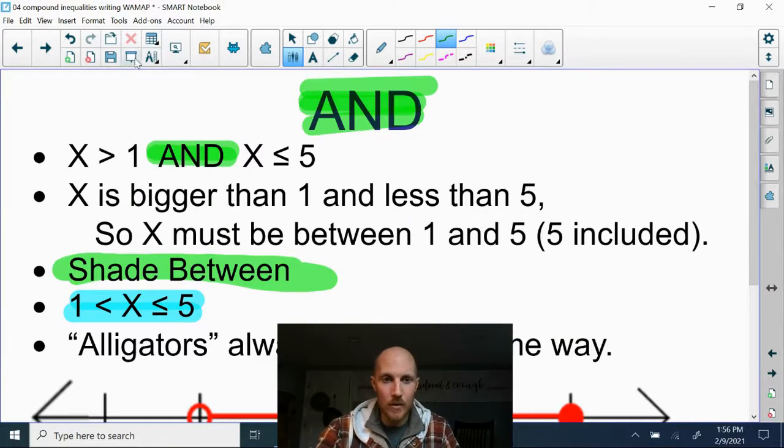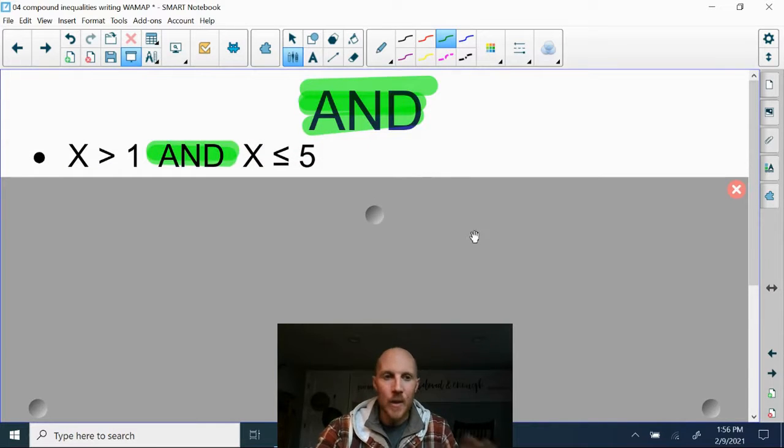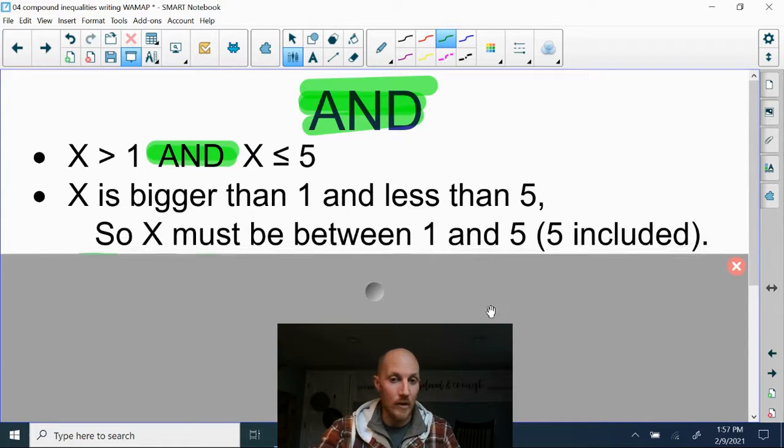Okay, with and, let's go one piece at a time here. Again, the word and is part of the number sentence. That whole thing is part of the number sentence: x is greater than 1 and x is less than or equal to 5. That means both of these things have to be true. x has to be bigger than 1, and at the same time, x has to be less than or equal to 5. Which means, said another way, x has to be between 1 and 5. The 1 is not included because it says x is greater than 1, not greater than or equal to. But the 5 is included because it says x is less than or equal to 5.